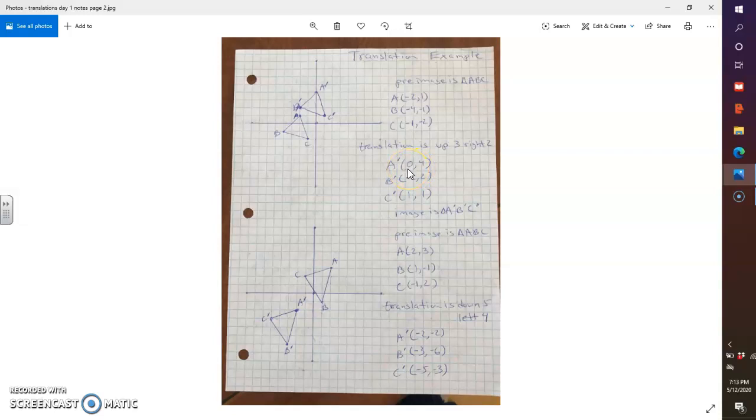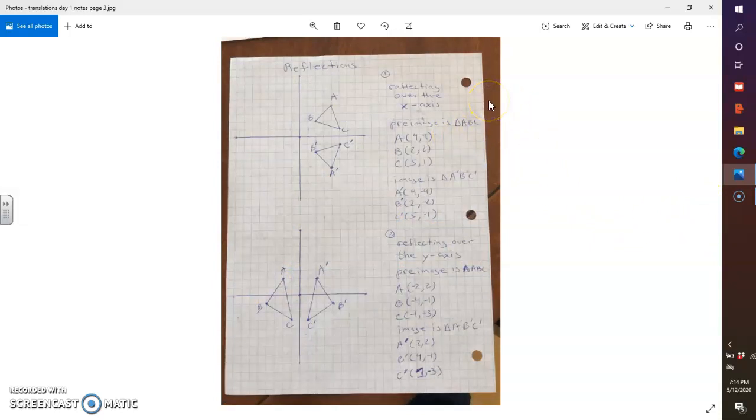A prime, which is related to A, but a different point, is (0, 4). B prime is (-2, 2). And C prime is (1, 1). So literally that's all we're doing, moving that same distance for all 3 points. If we come down here, I have my original triangle right here, and then the translation is down 5, left 4. I count down 5, I go left 4. Down 5, left 4 for each point. And that's a translation, and that's really all you need to know about it.